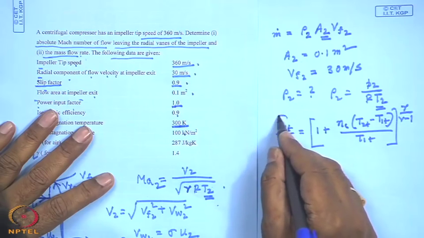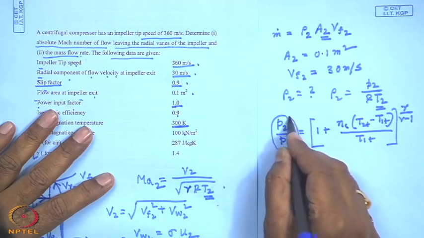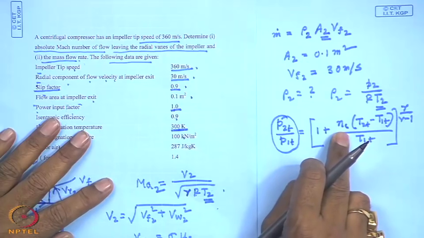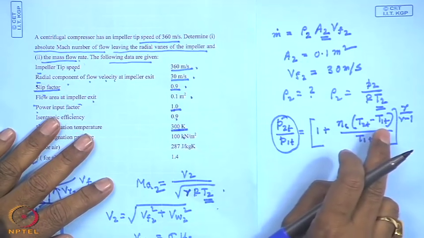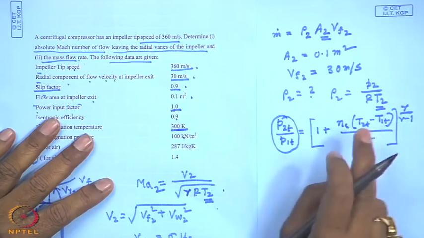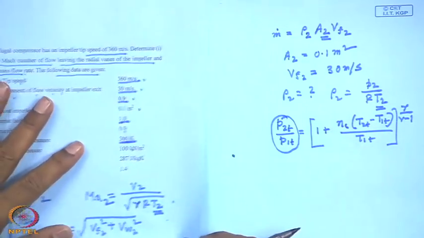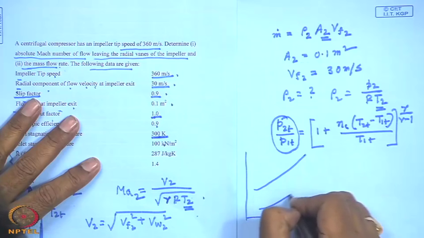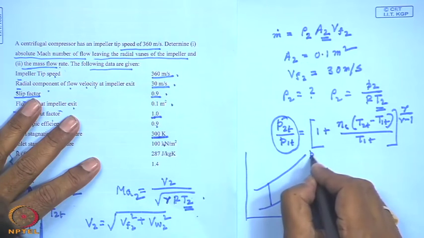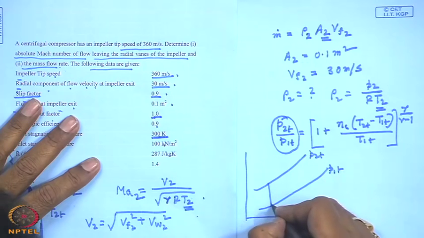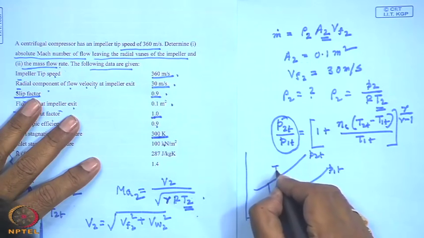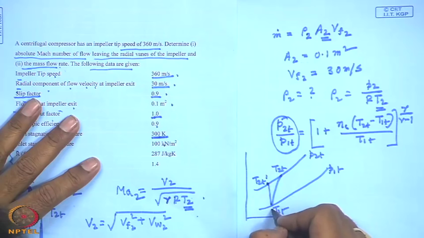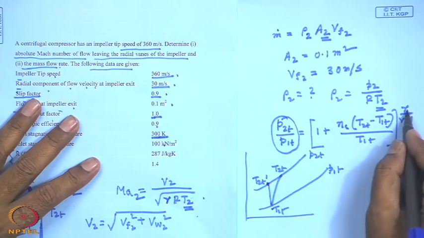So, you remember this one, this pressure relation, where does it come from? This comes from the isentropic relationship and then using the isentropic efficiency of the compression. If you remember, this was derived in the class. If these are the two pressure lines, P2T and P1T, and these are T2T, T1T, and this is T2T dash, then P2T by P1T is T2T dash by T1T to the power gamma by gamma minus 1.